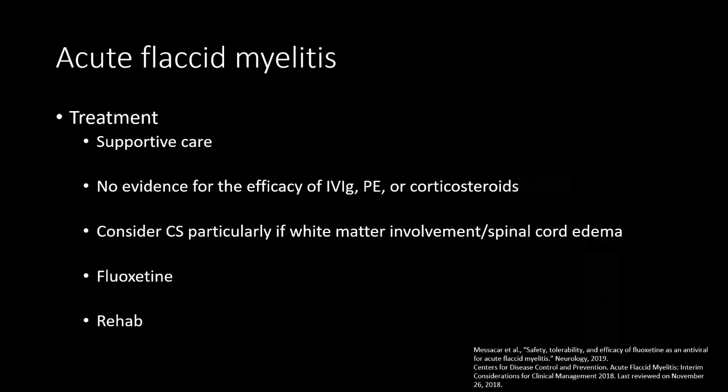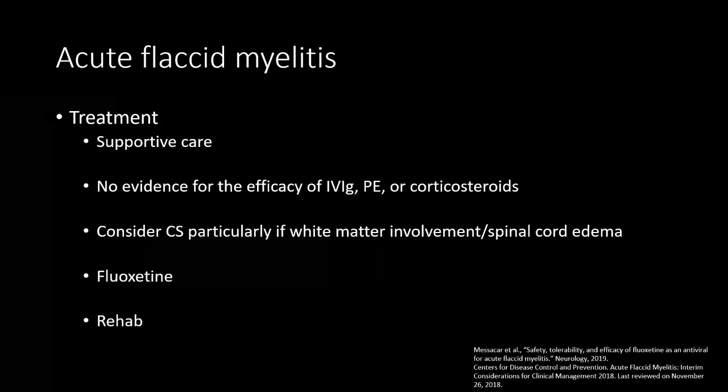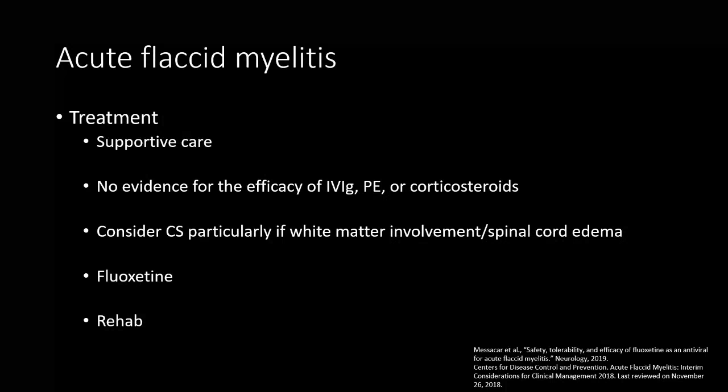Treatment, unfortunately for these patients, this is the worst disorder I'm going to talk about today in terms of prognosis. Treatment is really aimed at supportive care and rehab. There haven't been any prospective trials, and in retrospective studies, there's really not any evidence for IVIG, plasma exchange, or corticosteroids making much of a difference. Most of the time, we still give these in these patients because we want to do something. But it likely doesn't make a huge difference in how they're going to do long term.